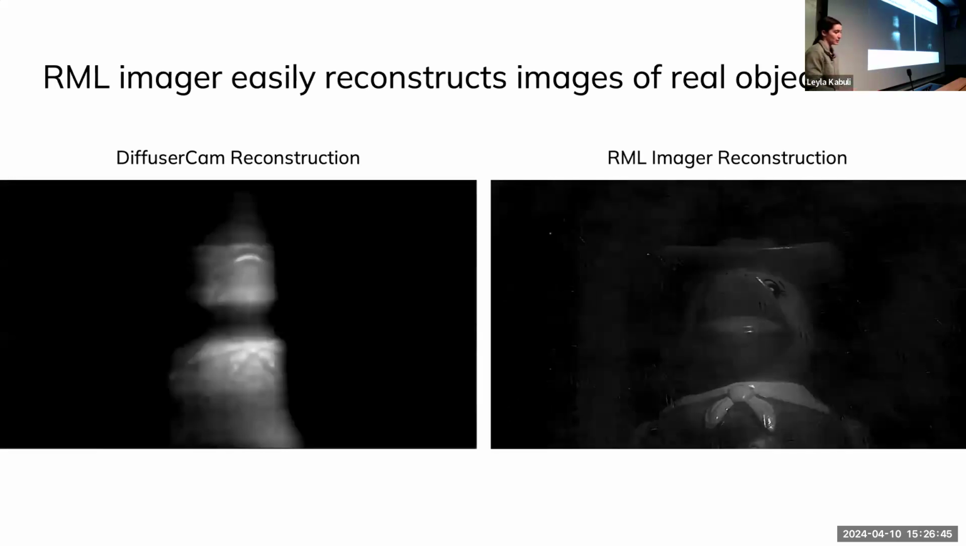Here's another example with a rubber duck that has faster changing structure and some specular effects. Diffuser cam was, again, pretty hard for me to actually get a full duck. It's missing its neck. And the RML imager was a little bit closer up but it was able to capture all the details of the duck, and you can see those specular effects shining off of some of the portions of the duck.